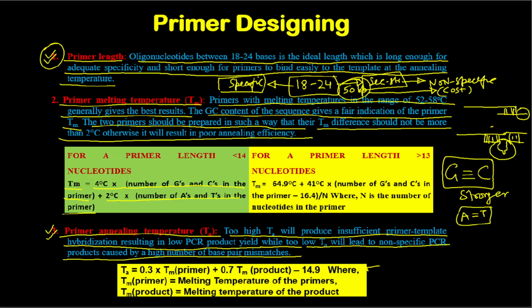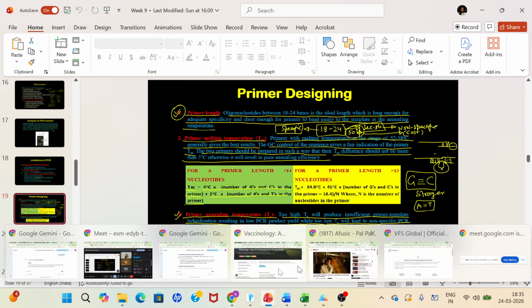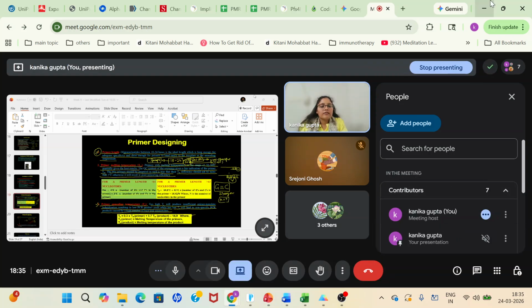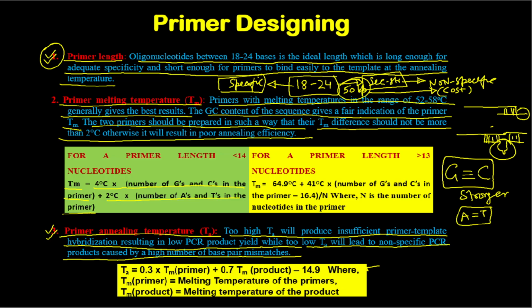The GC content of the sequence gives a fair indication of the primer TM. The two primers should be designed in such a way that their TM difference should not be more than 2 degrees Celsius, otherwise it will result in poor annealing efficiency. Okay, so these are some of the points that you should keep in mind whenever you are designing your primers.